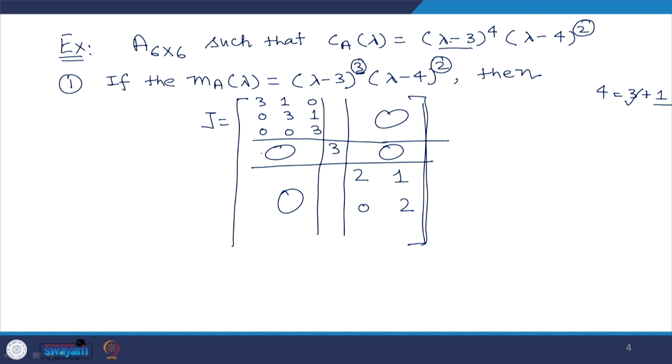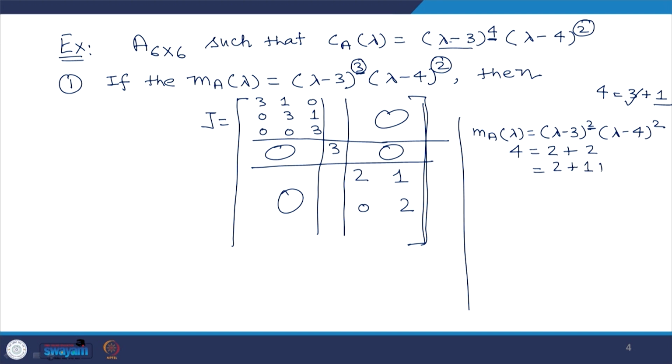However, if I have this minimal polynomial instead, so let me do it here. If m_A(lambda) is giving you (lambda minus 3) square, (lambda minus 4) square, then the total size corresponding to lambda equals 3 is 4, out of which the largest size is 2. So, what I have is total size 4, largest is 2. What possibility is left? Another block of size 2, or it is 2 plus 1 plus 1. So, here we have two possibilities, while there will be a Jordan block corresponding to lambda equals 4 of size 2. So, what will be the Jordan canonical form in this case?